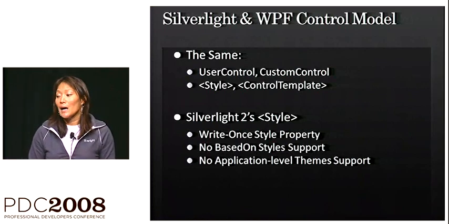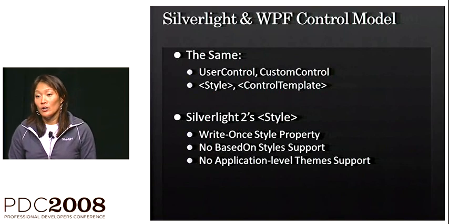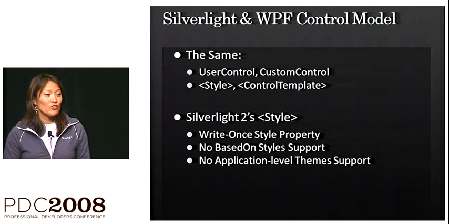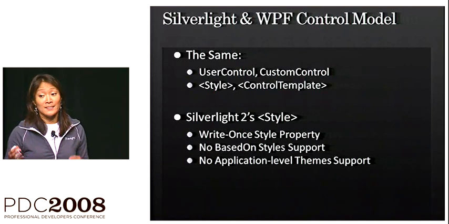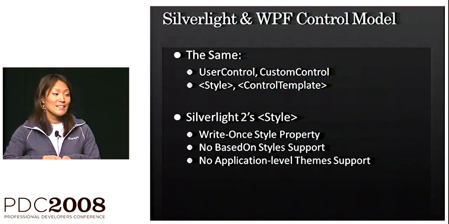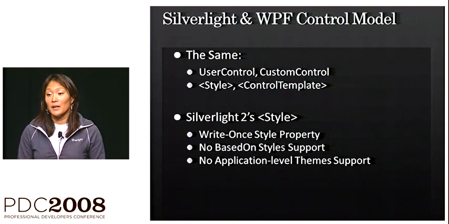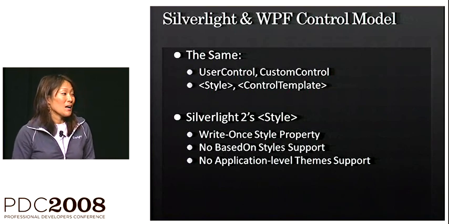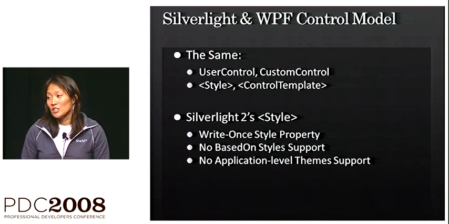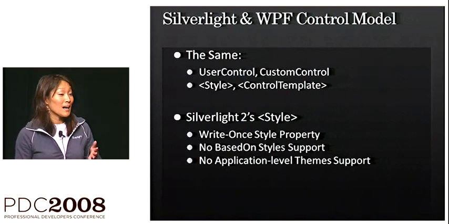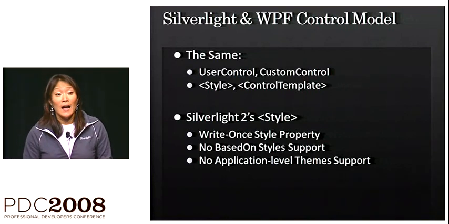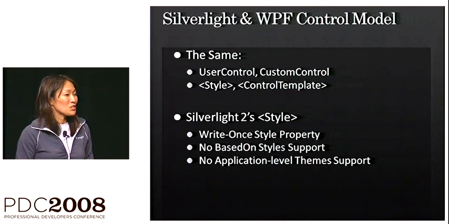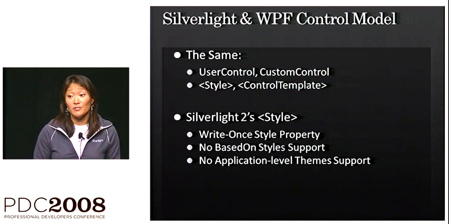And finally, there's no application level theme support, which means that there's no way for me to define a style for a button, say, in one place, and have that style automatically get grabbed by all the buttons in my application. Now, these are all things that we really wanted to get into Silverlight 2, but for a variety of technical and timeline reasons, we weren't able to. They are, however, things that we do plan on addressing in future versions of Silverlight.